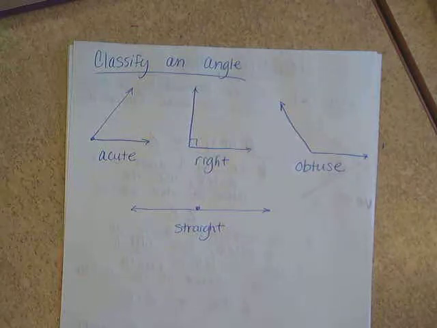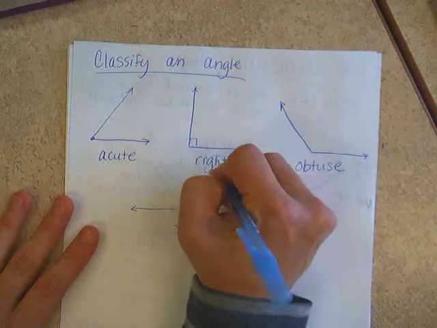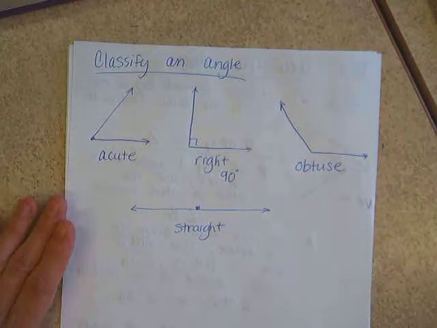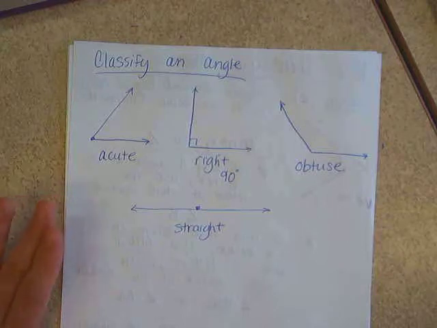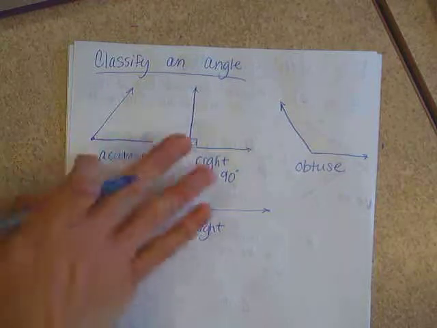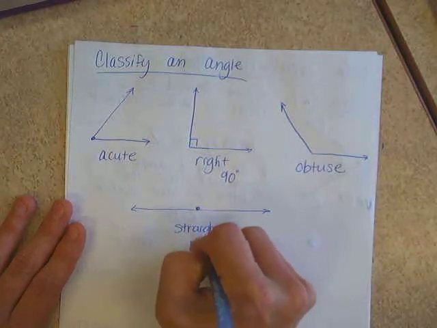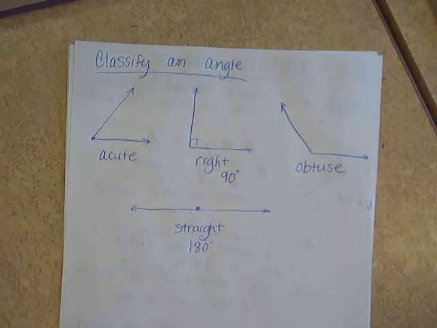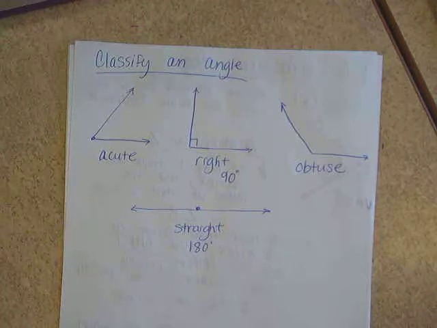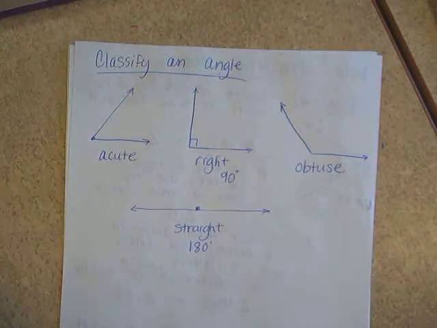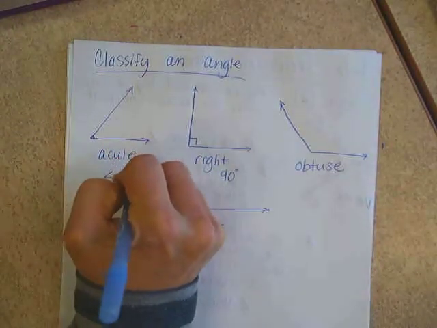You should know the specifics on these, because just because something looks like a right angle does not make it a right angle. A right angle must be exactly 90 degrees. If it is 90.1, it is not a right angle. If it's 89.9, it is not a right angle. It is exactly 90. A straight angle is exactly 180.